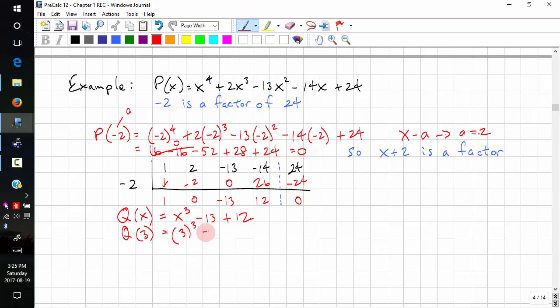3 cubed minus 13, sorry, there's an x there, times 3 plus 12. This equals 27 minus 39 plus 12. Okay, so the positives must be the same as the negatives. 27 plus 12 is 39, and that's 39. So x minus 3 is a factor.